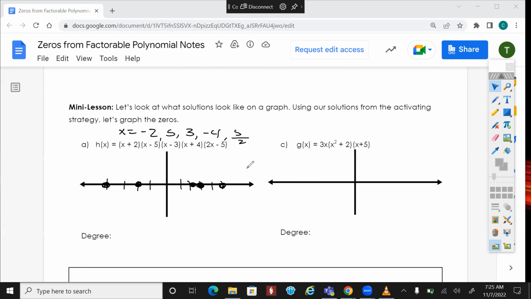Now remember how I asked you what degree polynomial this is? How many solutions does it have? 1, 2, 3, 4, 5, right? Now, is this going to be a positive or negative polynomial? And how do you tell?